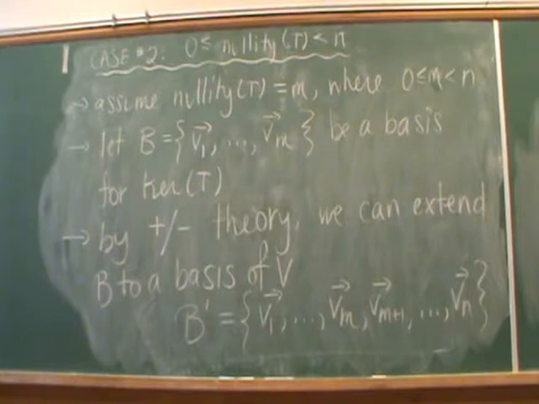Now all of that theory we did with the plus-minus theorem allows us to extend B to a basis for our vector space V. I'm going to write that extended basis as B prime. It starts with v1 all the way up to vm, and then we just keep adding vectors into B until we get to a basis for our vector space.